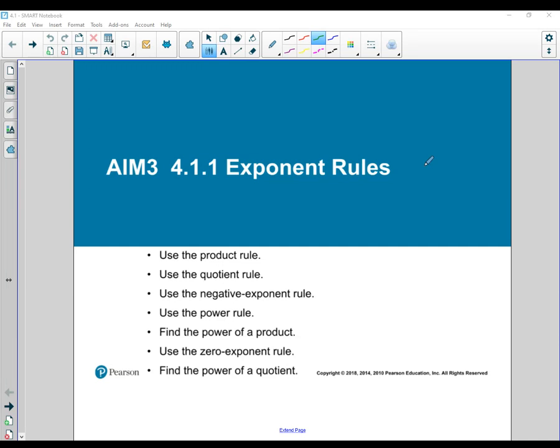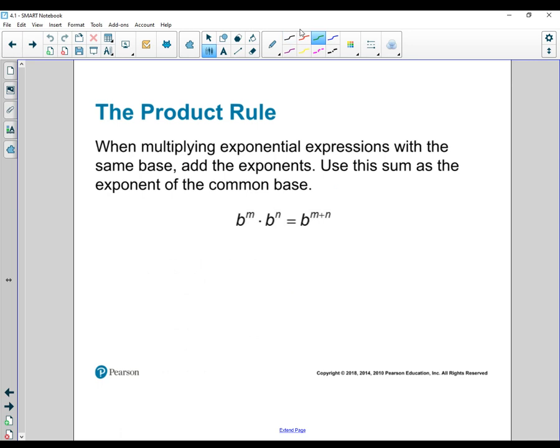Rules of exponents today, and there's a lot that we have to get through. I might skip some of the examples as long as we have a general idea. But when multiplying exponential expressions with the same base, add the exponents. So you might want to quickly sketch that down. If you have b to the m times b to the n, then you add them.